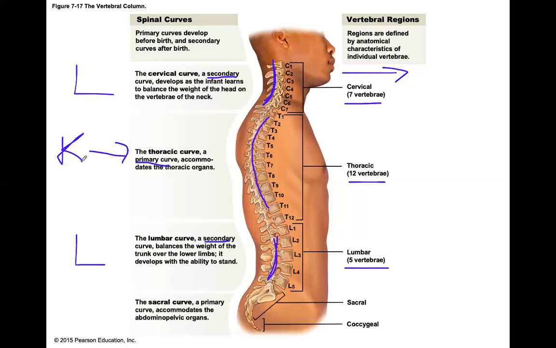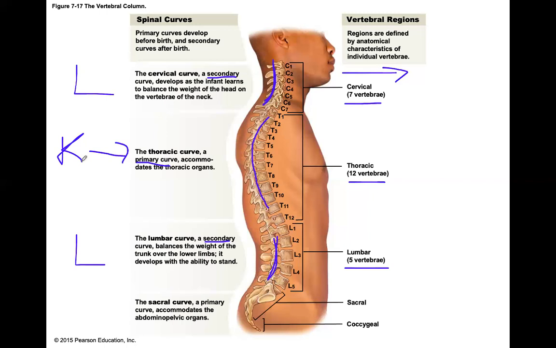Now, sometimes with these curvatures, we will hear the term hyperlordosis, hyperkyphosis, or we'll hear the term hypolordosis or hypokyphosis. The term hypo means less than, and hyper means more than. So when we hear of a hypolordosis of the cervical spine, it means that there's less of a cervical curve.